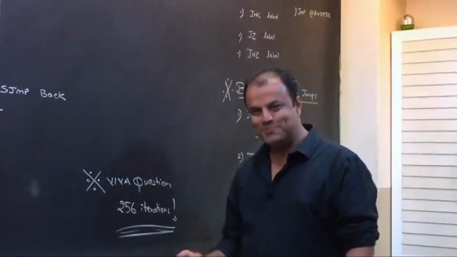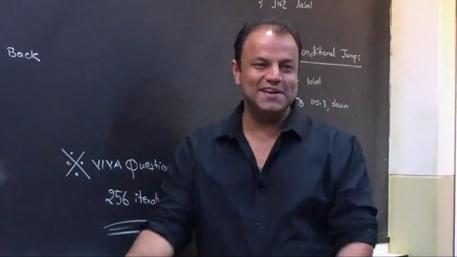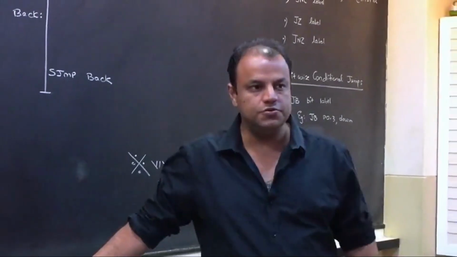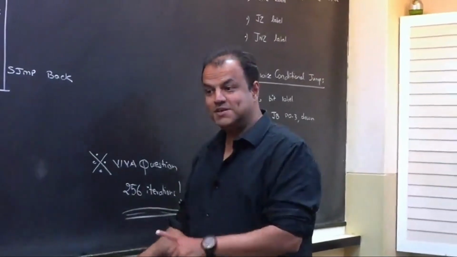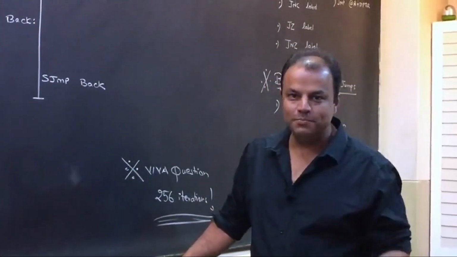And then there's a superb Viva question: how to generate 256 iterations using an 8-bit register. I don't know which question you'll get in Viva, but the subject is huge. It's anybody's guess what can be asked. But if you get this question and you are able to answer this, you have won your battle with the examiner. You impress the examiner.